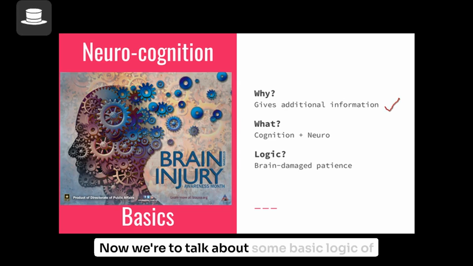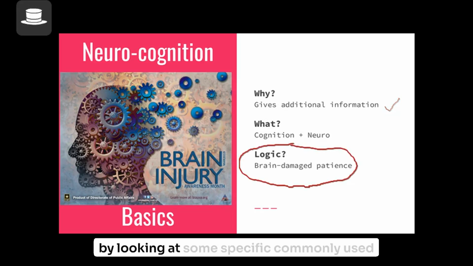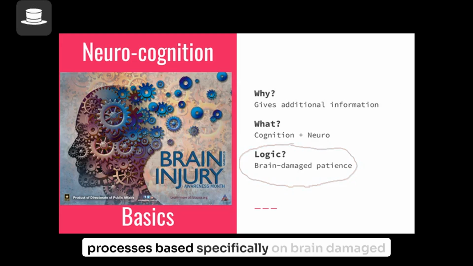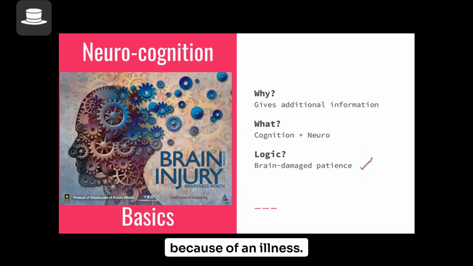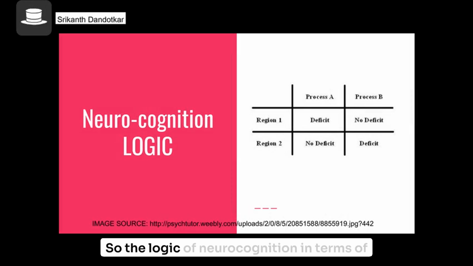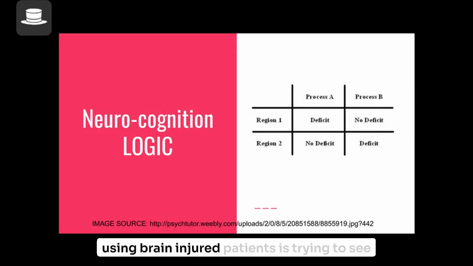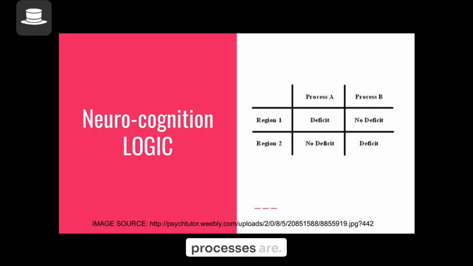Now, we're going to talk about some basic logic of neurocognition by looking at some specific commonly used reasoning to make inferences about mental processes based specifically on brain damaged patients, either because of an accident or because of an illness, and we'll talk about that. So the logic of neurocognition in terms of using brain injured patients is trying to see how closely related or separable two mental processes are.